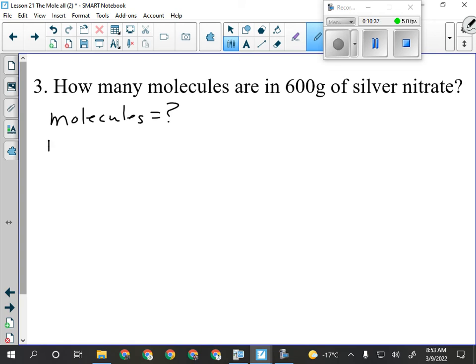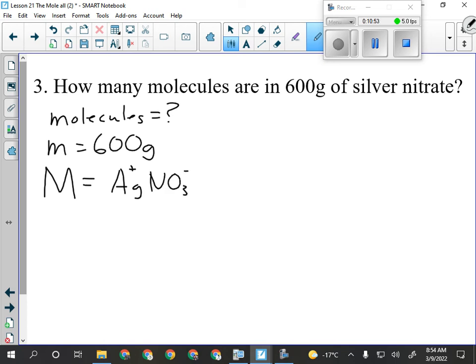Little m, right? And they tell me that the material is silver nitrate, which will help me calculate molar mass. Ag is a +1, nitrate is a -1, so that compound is fine the way I have it written. I just need to calculate the molar mass. So silver is 107.87.